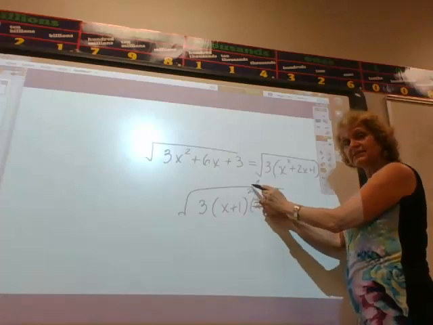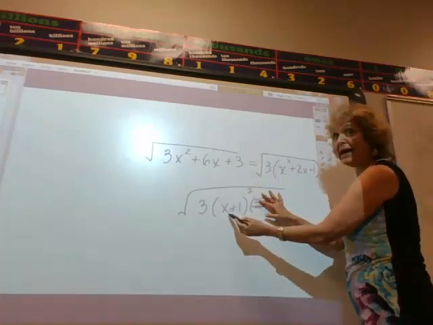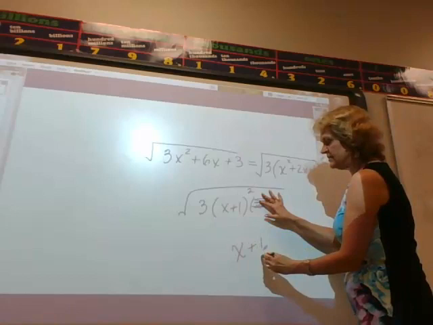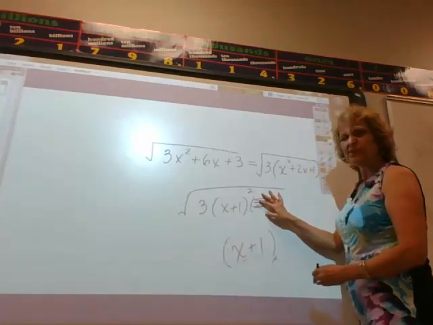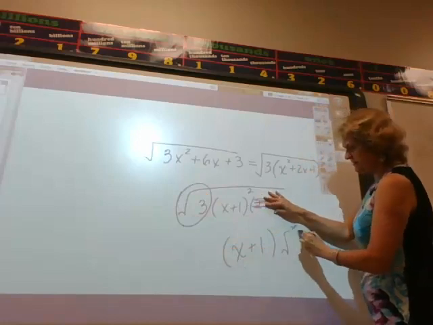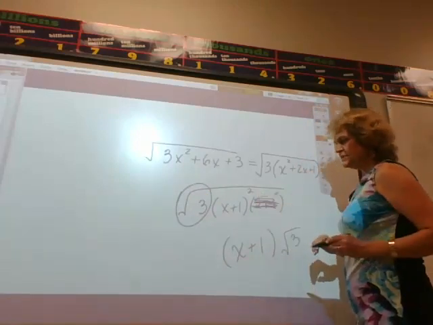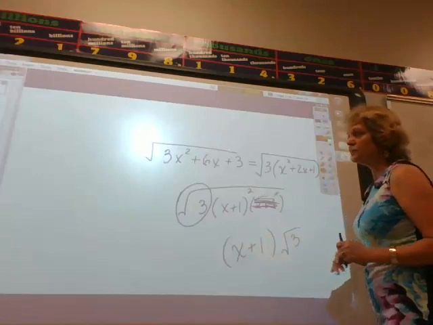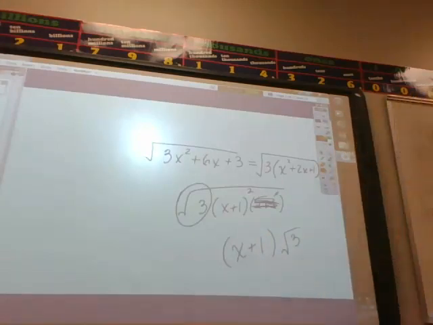So if anything is squared, that anything comes out. And I might want to put parentheses on that. But then the square root of 3 is still stuck underneath there. Okay? So this is our final answer for example 4.